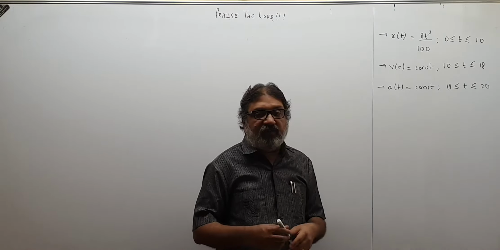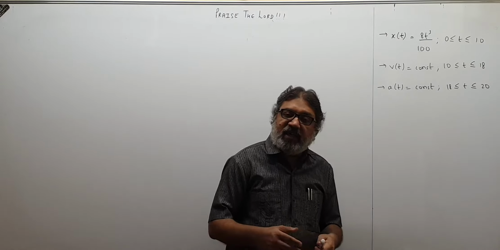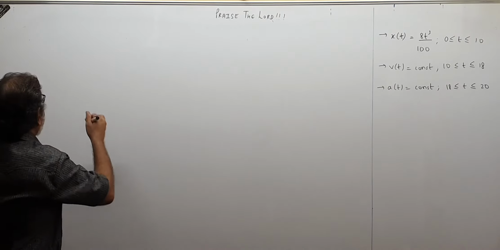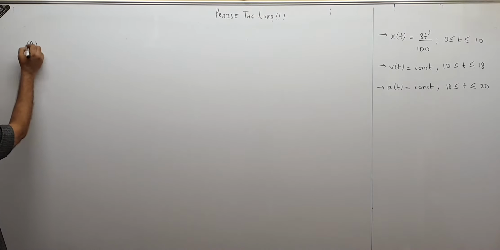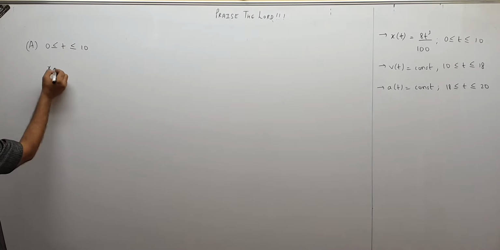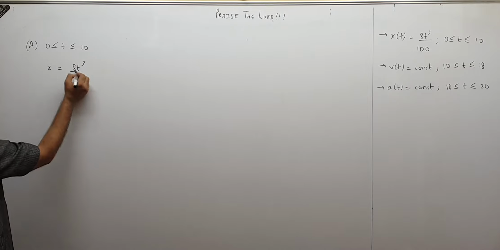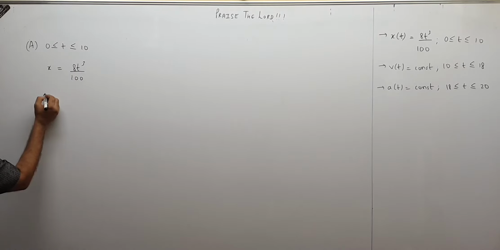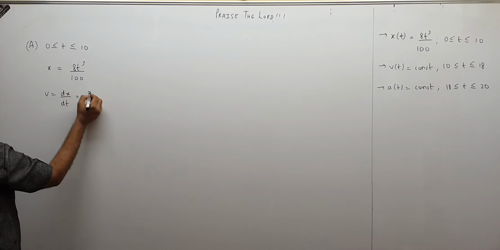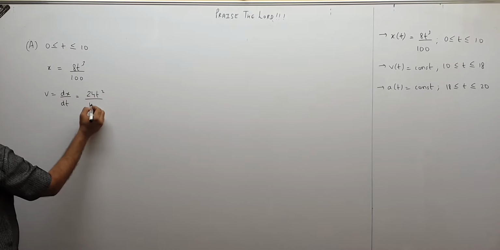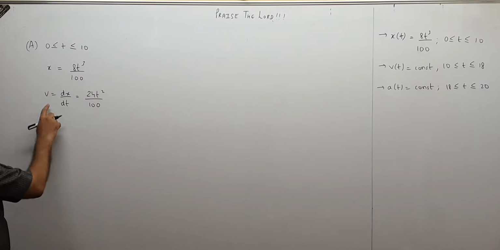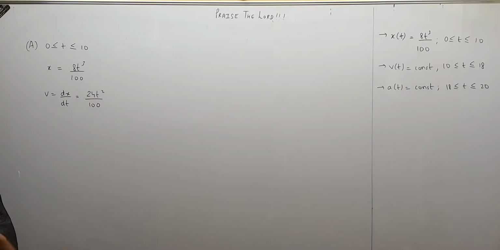First of all, we plot the graph of acceleration, then velocity and then position. See children, for time 0 to 10 seconds, I take case A, 0 less than or equal to t less than or equal to 10 seconds. What is the position given by the formula? 8t cubed upon 100. So we know that v is equal to dx upon dt. So this will be 24t squared upon 100. Okay, t cubed means 3t squared, 3 times 8 is 24t squared. This is the formula for velocity for this time interval.